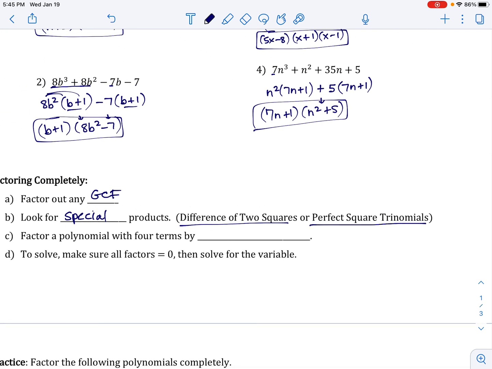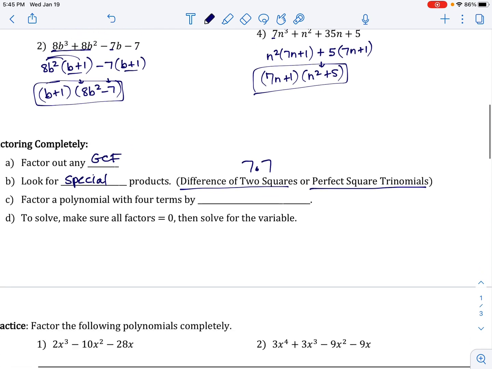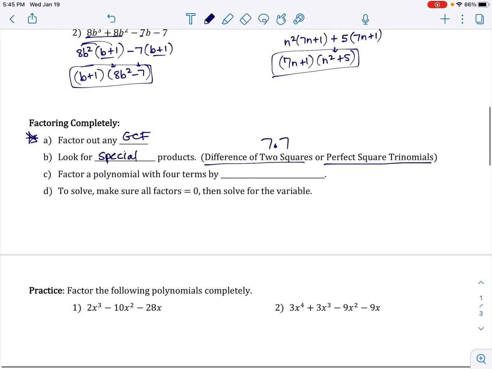Those were in your notes. Go back and look at 7.7. Those were special ones that we looked at. The perfect square trinomial is a trinomial. The difference of two squares is what we've seen already up here. So if you don't remember what those are, go back and look at your notes at 7.7 and take a look at those.